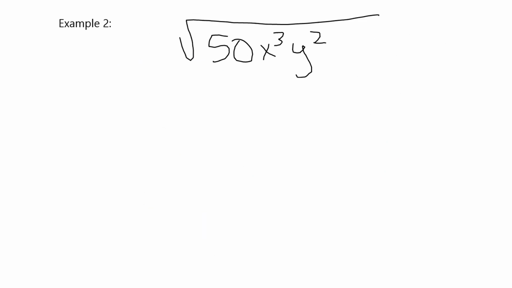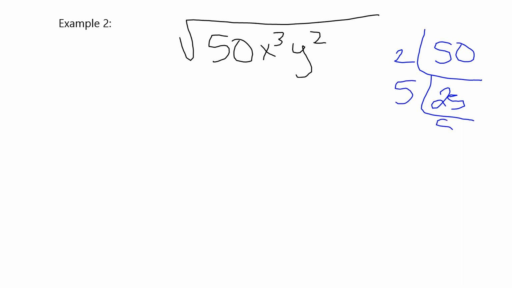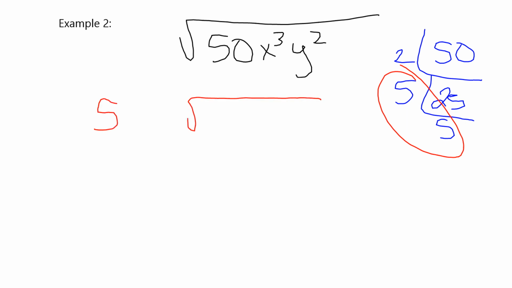Let's take it a step harder. We now have variables in it. Let's simplify the square root of 50x cubed y squared by doing a factor tree. We have 50, and we can divide that by 2, which gives us 25. Then divide that by, not 2 because it's not divisible by 2 or 3, but 5. And we realize we have this pair here, and that's it. So numerically, we have a 5 on the outside and a 2 on the inside.